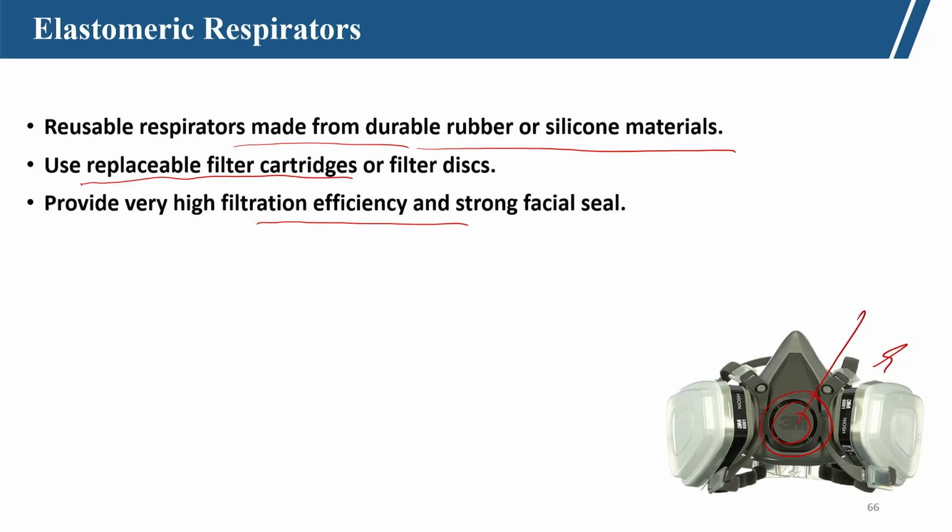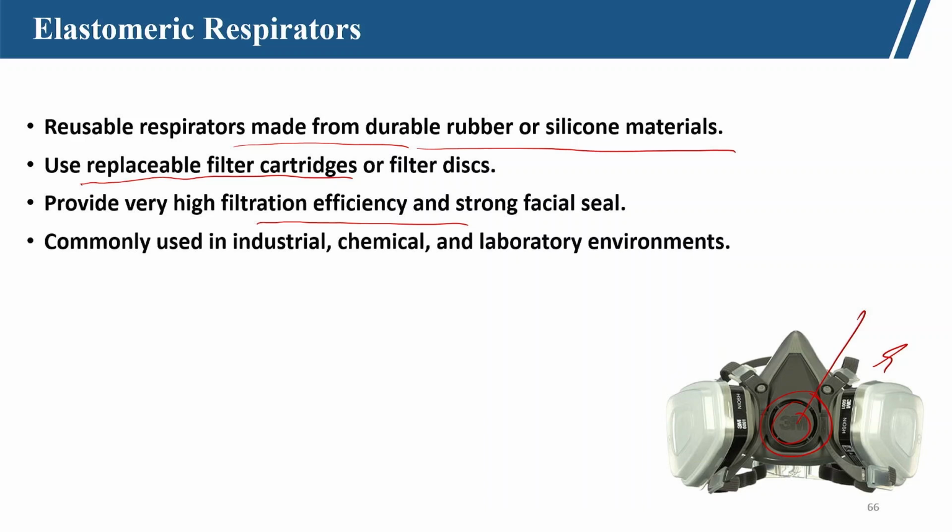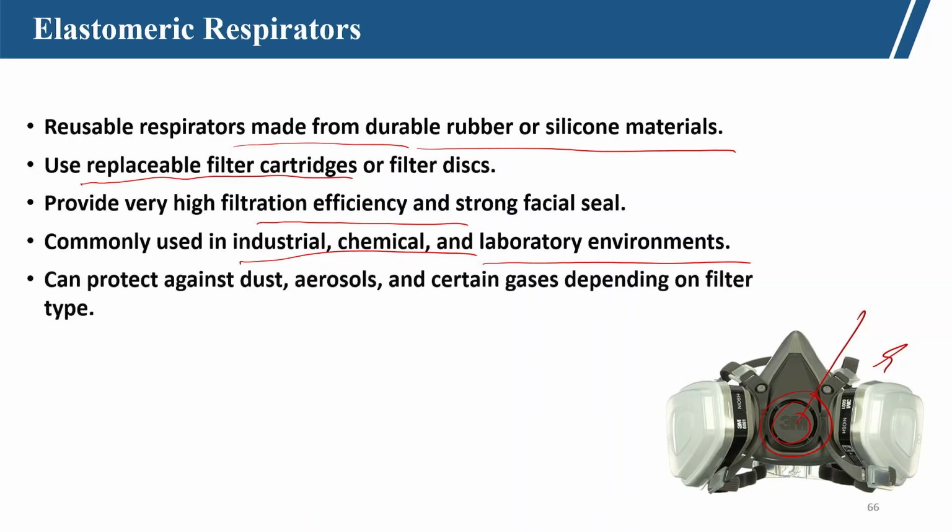So, for a very dangerous gas leak or very challenging environment, we use this type of elastomeric respirator, commonly used in industrial and chemical industry or in laboratory environments where poisonous gases are present. So, it can protect against dust, aerosol and certain gases depending on the filter type.